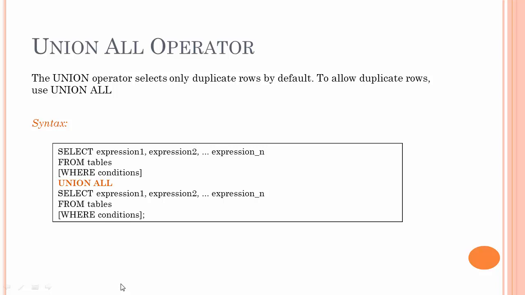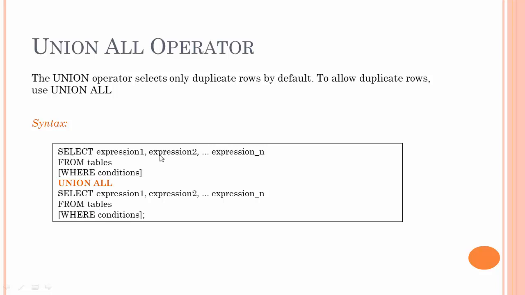Union all operator. So what is union all operator? The union operator selects only distinct rows by default. To allow duplicate rows, use union all. It means it will include all the records from both statements, and it will include duplicate values as well. So here we have syntax of union all.